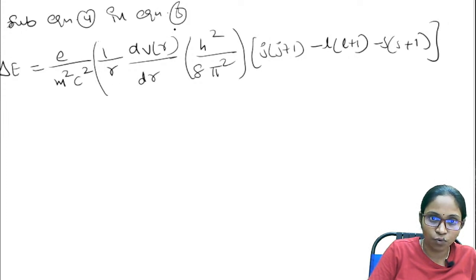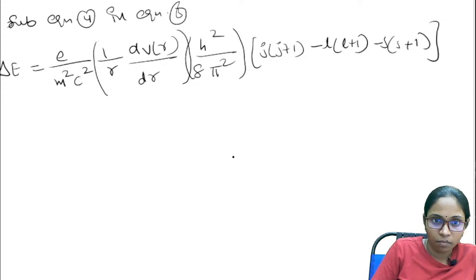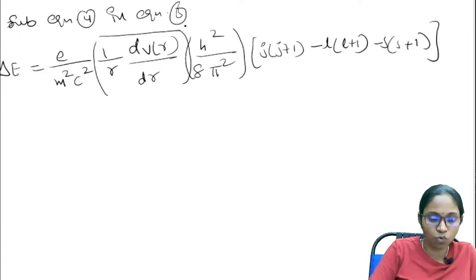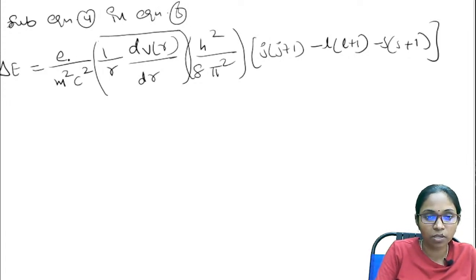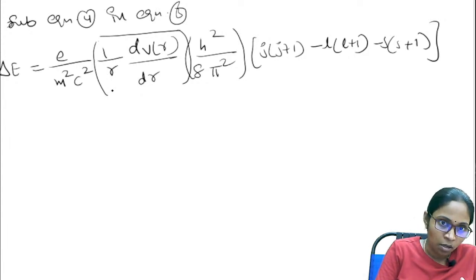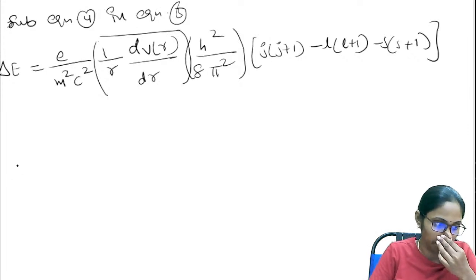And see here, 1 by R dV by dR is varying. These are not constants, so I am taking bar over this. I have to consider the average value. As the electron moves to an excited state, again it will move to lower states. The R value changes, the potential energy changes.